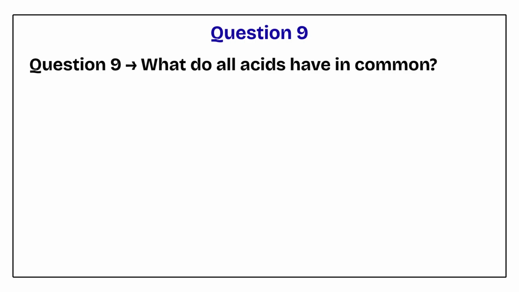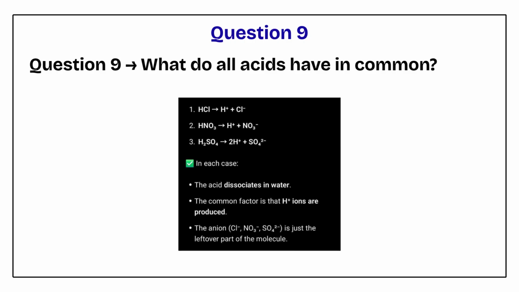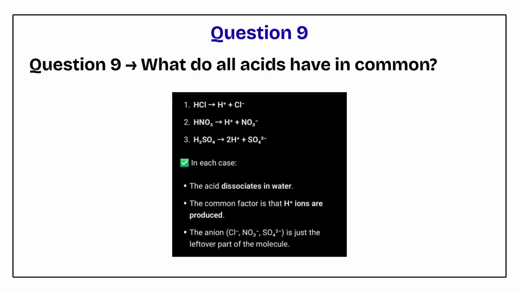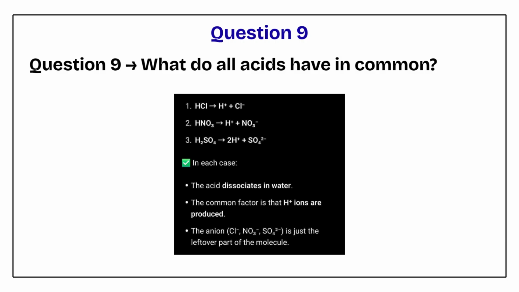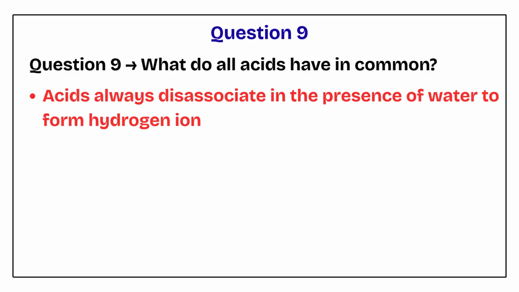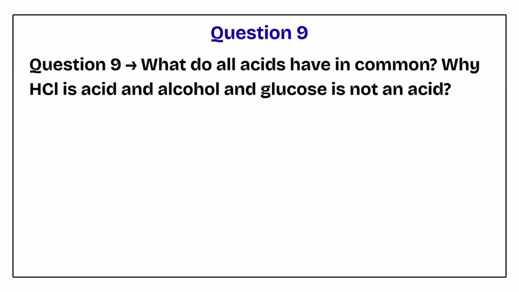The next question, what do all acids have in common? Let's go through these equations where HCl dissociates to form H+ and Cl-, HNO3 dissociates to form H+ and NO3-, H2SO4 dissociates to form H+ and SO4 2-. Did you note that all these substances dissociate in the presence of water to produce hydrogen ions? Yes, these are acids because acids always dissociate in the presence of water to form hydrogen ions.